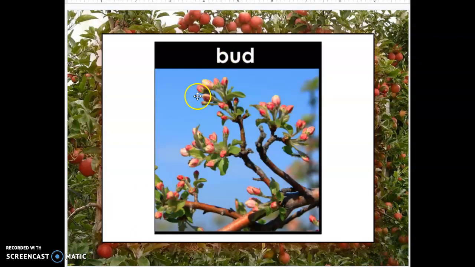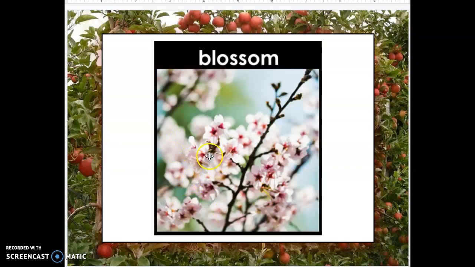Here is the buds on a tree. These are the little flowers that grow off the stems. There's the leaves and the flowers are the buds. As the tree flowers, the flower turns into the fruit, and the fruit is the apple. Next is the blossom. When those flowers open up, it is called a blossom.